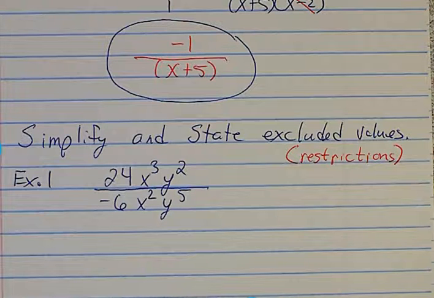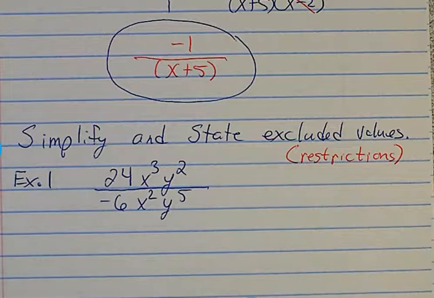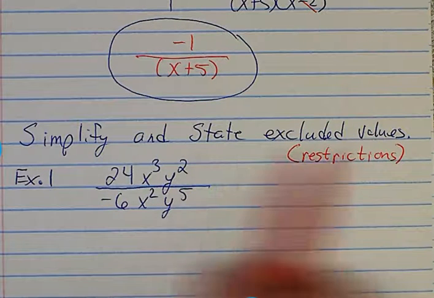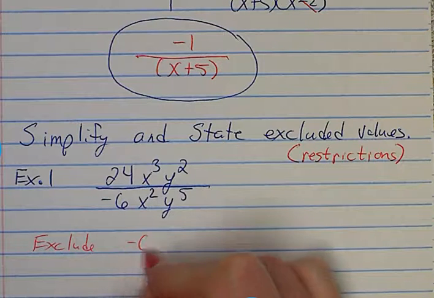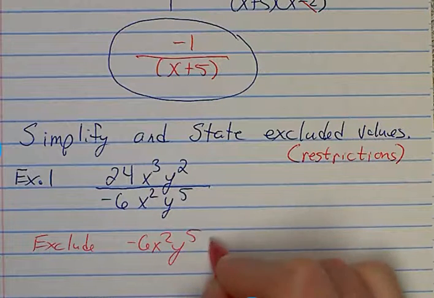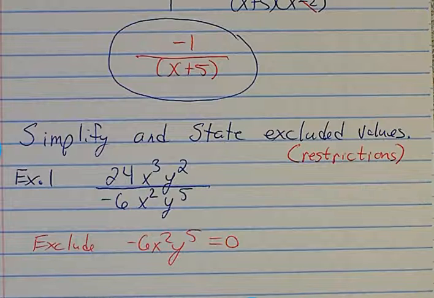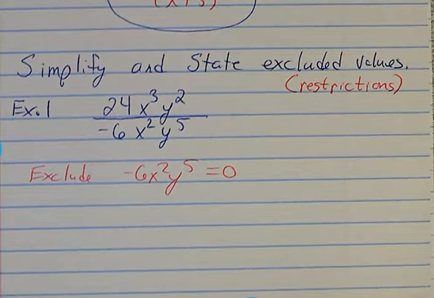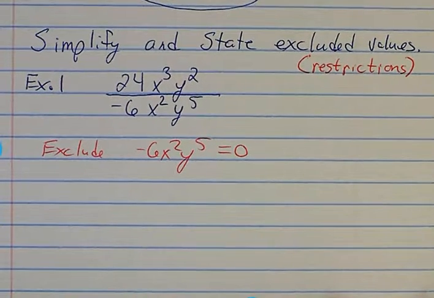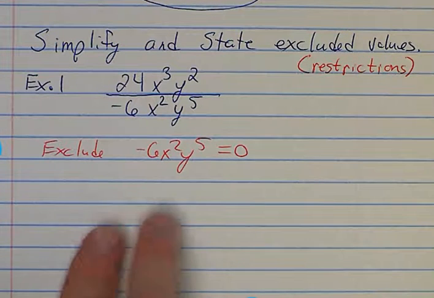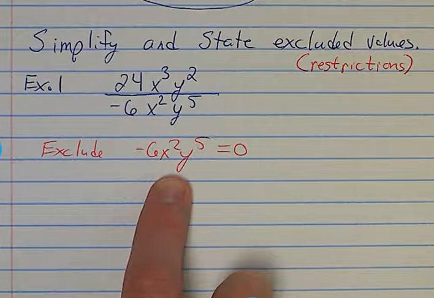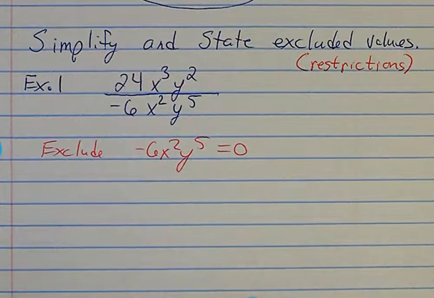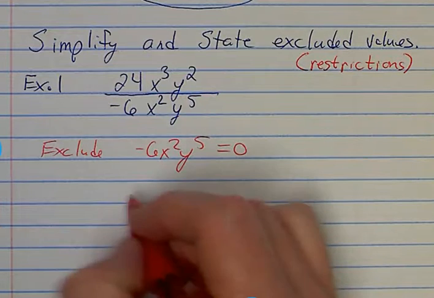Now again, sometimes instead of excluded values, they'll say restrictions, so if you see either one of those two things, it still means the same thing. So let's get the excluded values out of the way first. You're going to exclude -6 times x squared times y to the 5th equals 0. This one's a little different because we don't have any pluses or minuses. It's all one thing multiplied together. There's no way you can factor this one. There's no factors, there's no x plus or x minus anything. So if you get one like this where it's just all multiplied together, all you're going to do is exclude either variable equal to 0.